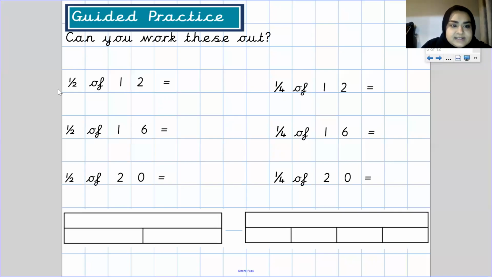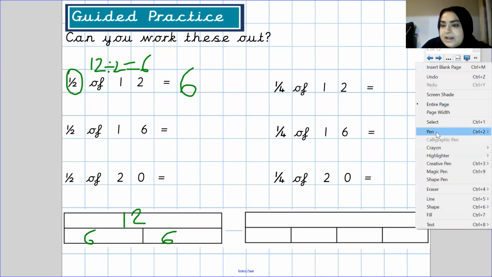Okay, so now it says half of 12. So if I put 12 in my bar model here and I half it, which means I divide it by 2. Remember it means dividing it by 2 because half means 2 groups. So I know if I divide 12 by 2, it gives me 6. So using your bar model, you should have grouped 12 into 2 groups, which gives you 6.